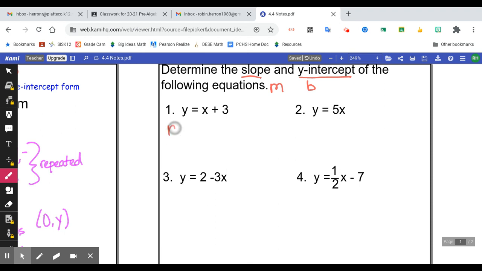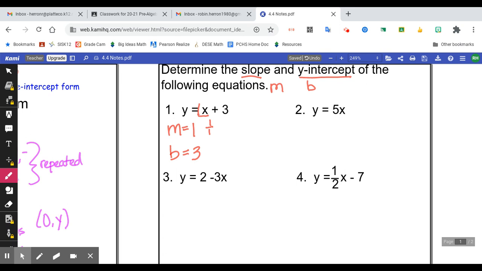So here, my M is the number that's with X. Well, you're probably thinking there isn't a number with X, Mrs. Heron. But if we have just an X all by itself, think about how many you have. If it doesn't tell you that there's any more and it's just that single one sitting there, then we know there's a 1 in front of that. We learned that when we were solving equations. So your slope would be 1. Or if you wanted to write it as rise over run, it could be 1 over 1. Your B is the number that's out there by itself, which would be 3.